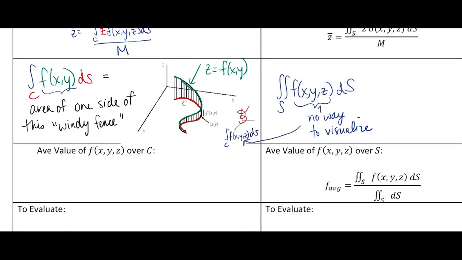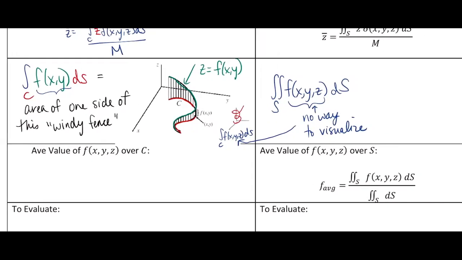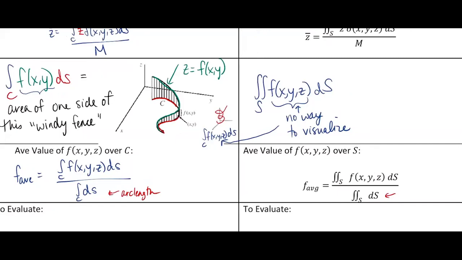So this one over here, f of x, y, z, d little s, we have no way to visualize that either. Okay. Now we can also define average value of my function over a curve, similar to what we did with surfaces. It's just given by the integral of the function along the curve divided by, now your denominator here is going to represent arc length, as opposed to your denominator over here, which is representing your surface area.